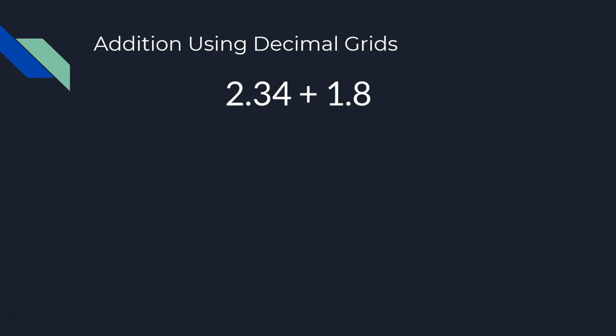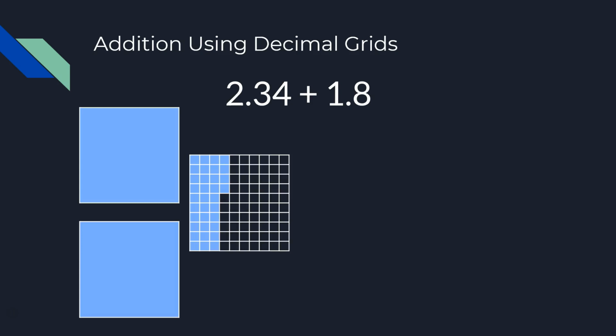We can also add decimals using decimal grids. Let's say we wanted to add 2 and 34 hundredths to 1 and 8 tenths. We could represent 2 and 34 hundredths like this. We can color in 2 wholes and 3 tenths.